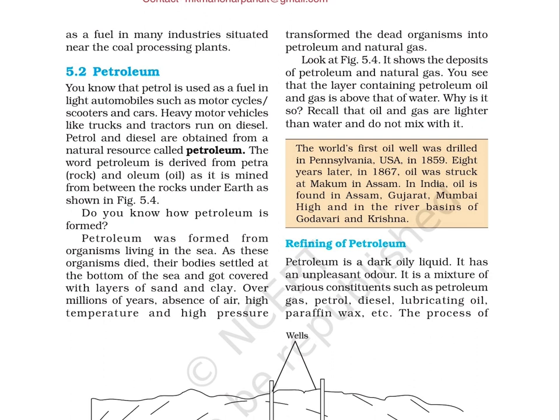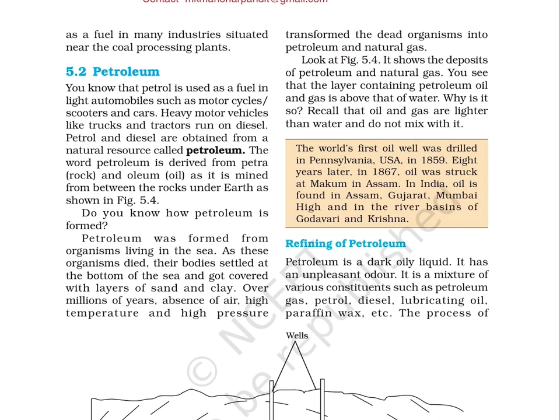5.2. Petroleum. You know that petrol is used as a fuel in light automobiles such as motorcycles, scooters and cars. Heavy motor vehicles like trucks and tractors run on diesel. Petrol and diesel are obtained from a natural resource called petroleum. The word petroleum is derived from petra, rock, and oleum, oil, as it is mined from between the rocks under earth, as shown in figure 5.4.